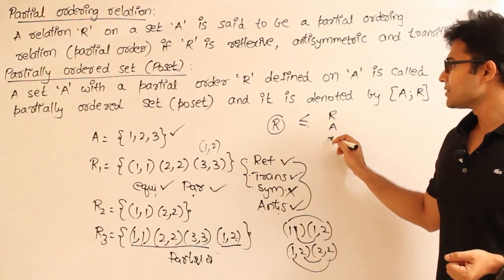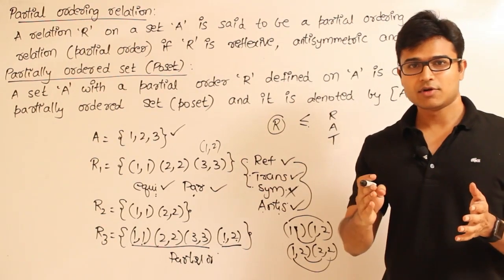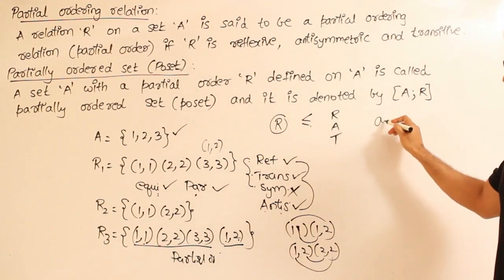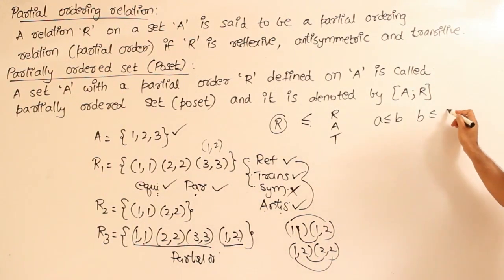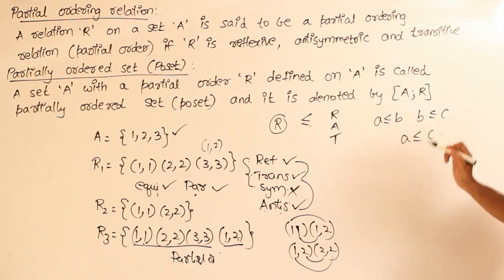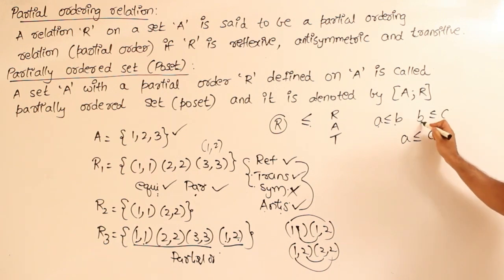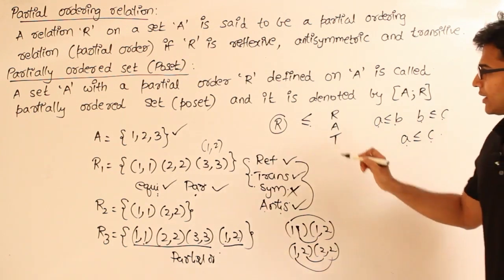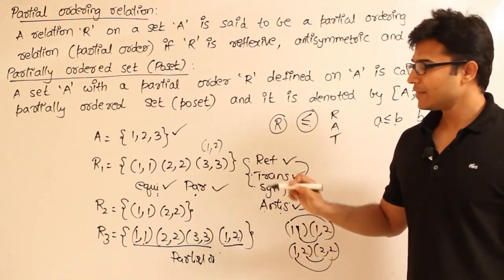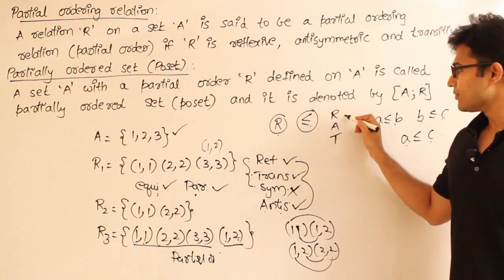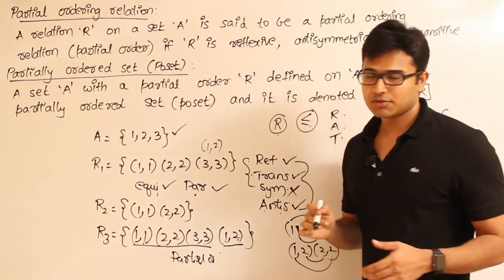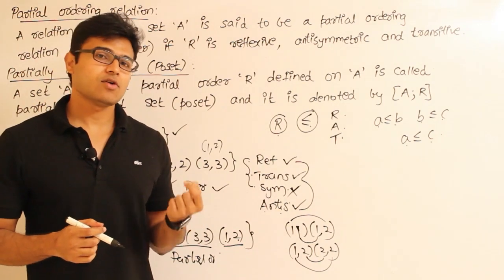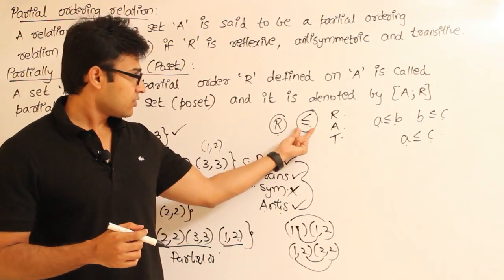And then it is transitive as well. Why is it transitive? If a is less than or equal to b and b is less than or equal to c, then definitely a is less than or equal to c, which means if (a, b) belongs to R and (b, c) belongs to R, then definitely (a, c) will also belong to R. Therefore this relation less than or equal to on the set of real numbers is reflexive, antisymmetric as well as transitive. So we can say that it is a partial ordering relation on this set.